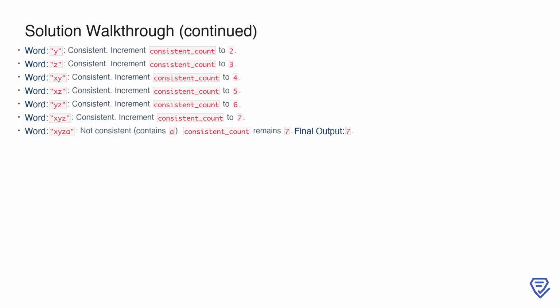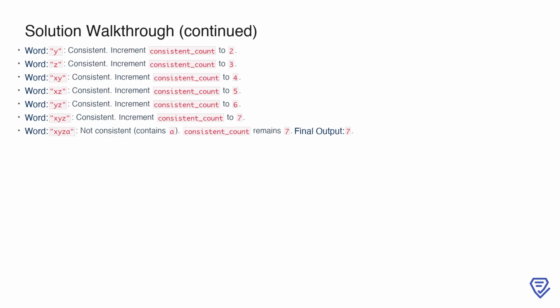For the word XY, both X and Y are in the set, so it's consistent, and we increment consistent_count to 4. The word XZ is similar, with both X and Z being in the set, so it's consistent, and consistent_count rises to 5. For YZ, both Y and Z are in the set, making it consistent and increasing consistent_count to 6. The word XYZ follows, and since all its characters X, Y, and Z are in the set, it's consistent, and consistent_count becomes 7.